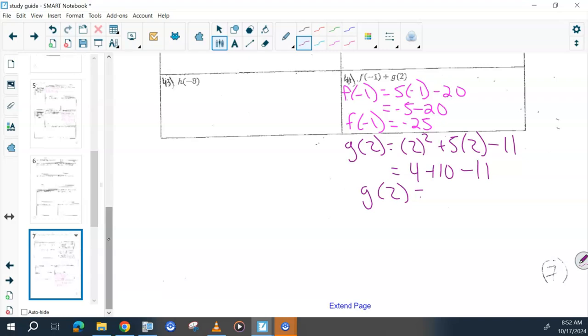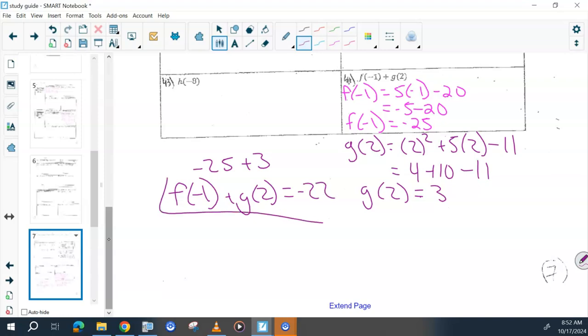The 5 was in the equation. So if you look at the top of the box, it says use. Okay. What is g of 2? 3. Then it says I'm going to take those two and I'm going to add them together. So if I took negative 25 and I added 3, what would f of negative 1 plus g of 2 equal? Negative 20.